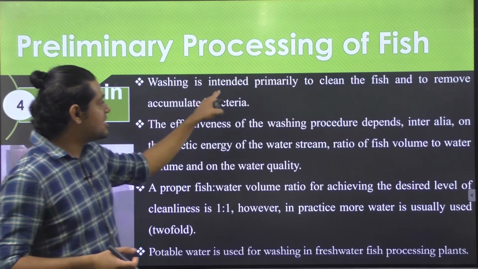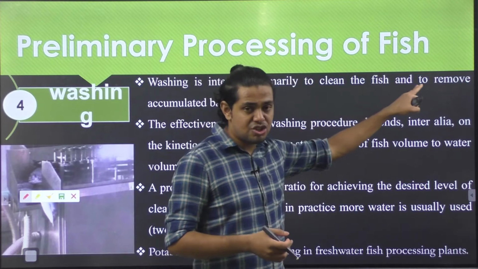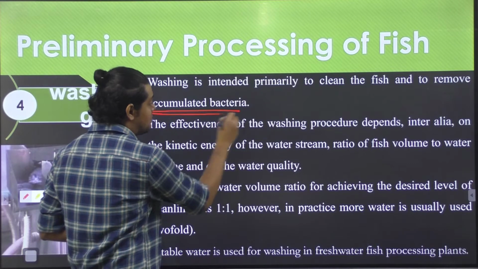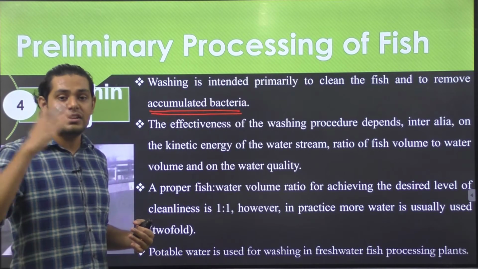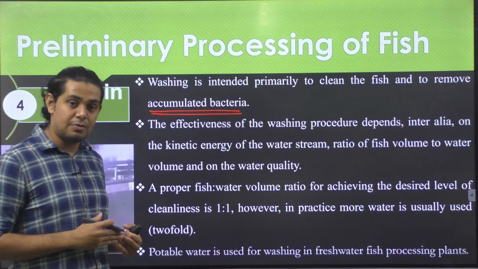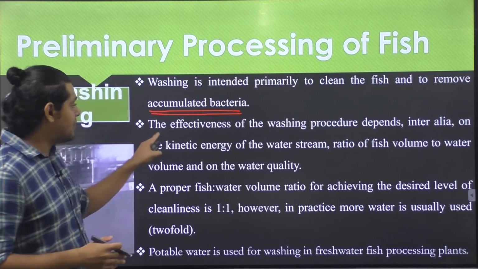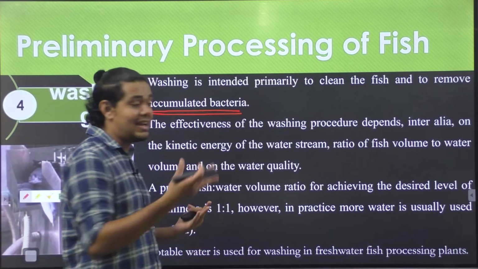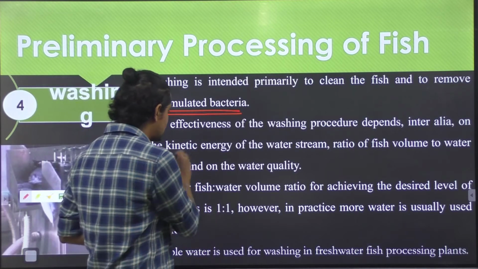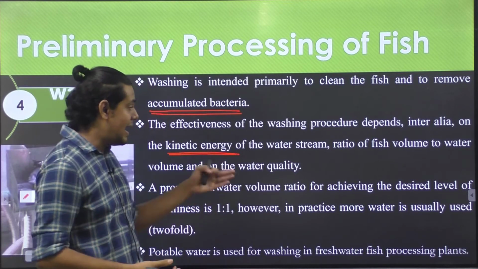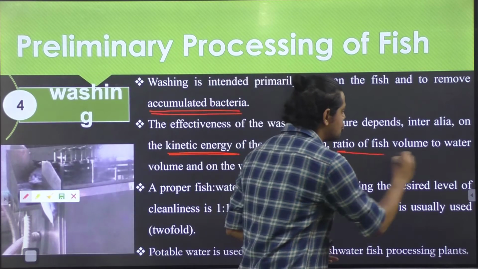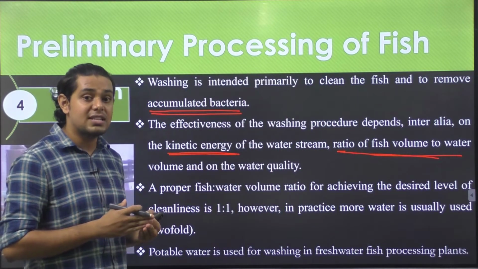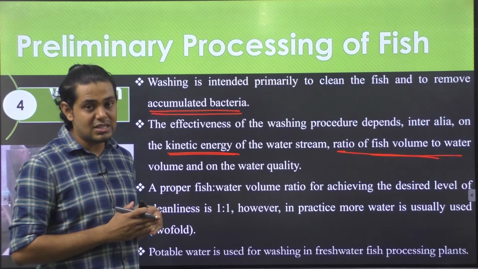Washing is intended primarily to clean the fish and to remove accumulated bacteria. Whatever accumulated bacteria might be present, washing significantly reduces the microorganism load from the surface of the fish. The effectiveness of washing depends on various factors. The first is the kinetic energy, that is, the force of the water employed for the cleaning process. And also the ratio of fish to volume of water is one of the significant things that has to be taken into consideration.